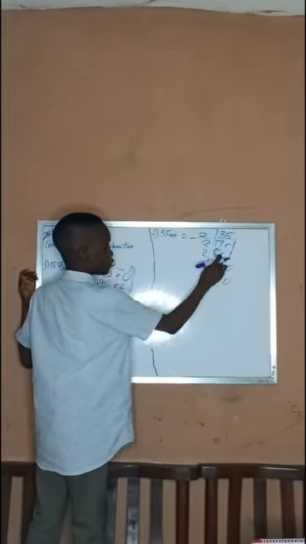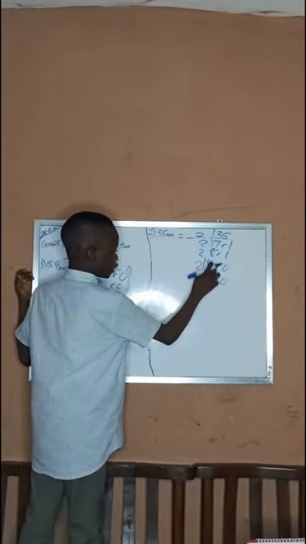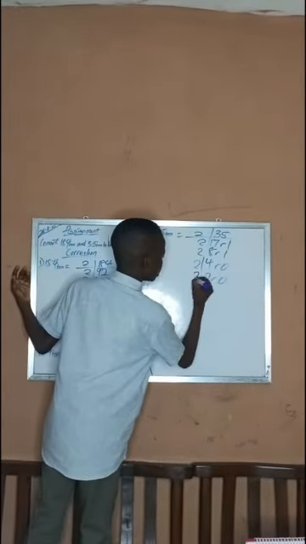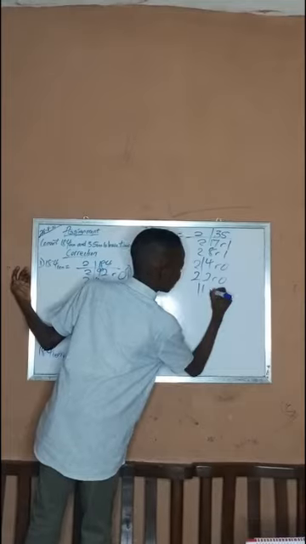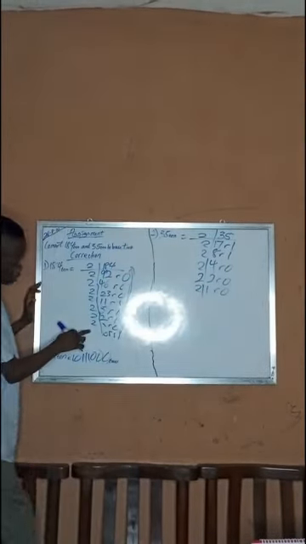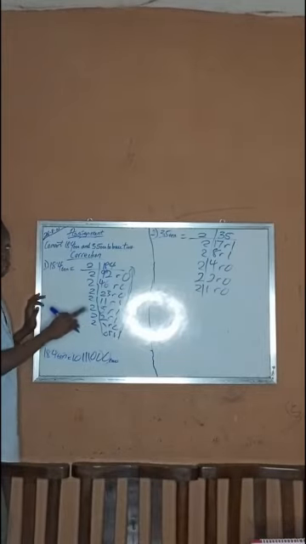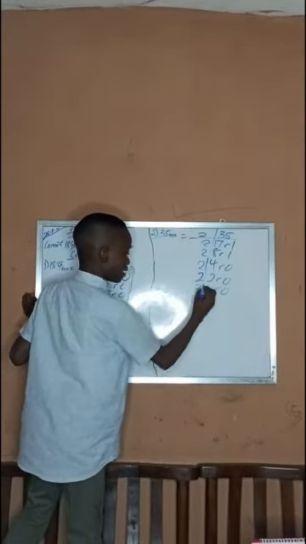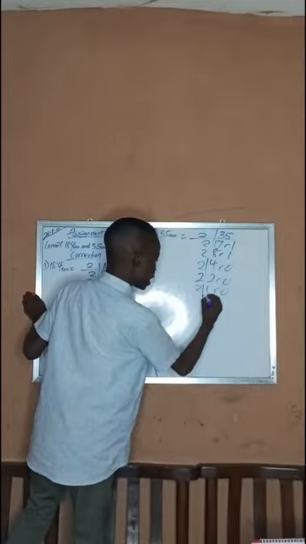We got this 2 from 4 divided by 2, which is 2. Let's go again. 2 divided by 2 is 1 remainder 0. Then this time we do the same thing here. 1 divided by 2, we got 0.5. The same thing we get here. 1 divided by 2 is 0.5. So we put 0 remainder 1.